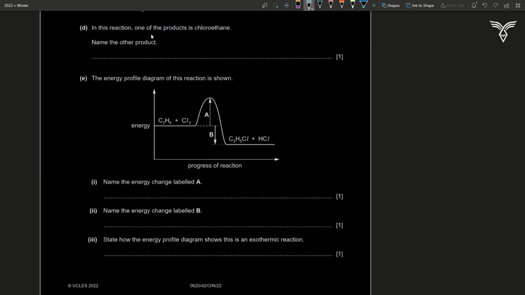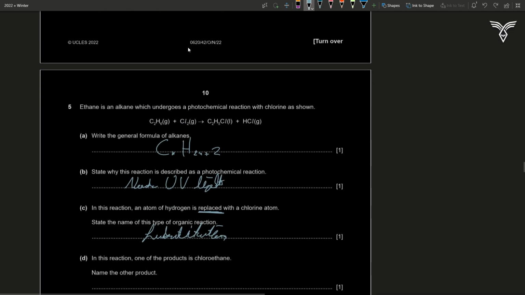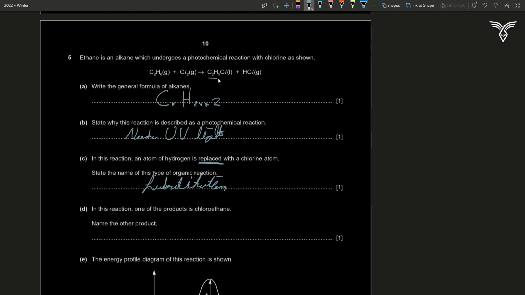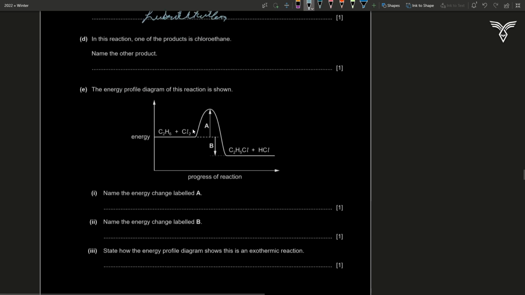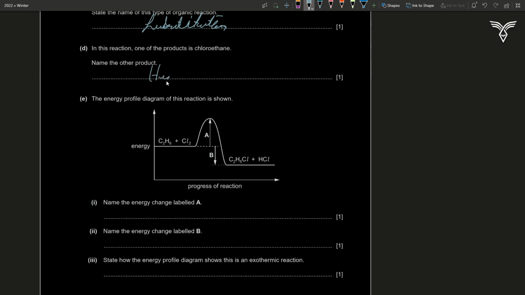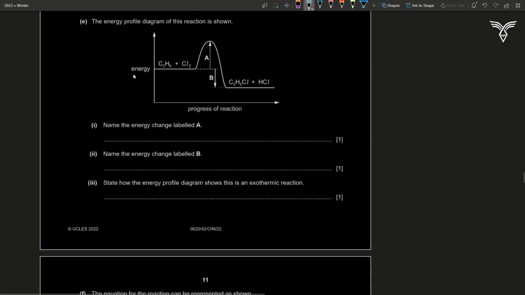Part D. In this reaction one of the products is chloroethane. Name the other product. Let's go back. What is the other product that you have? Chloroethane I have here, perfect. What is the other product? HCl, hydrochloric acid, which is hydrogen chloride.